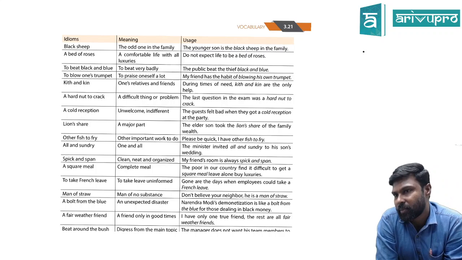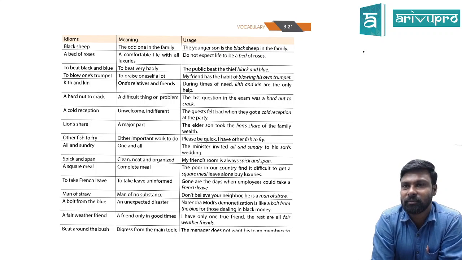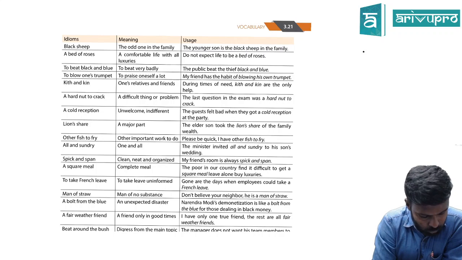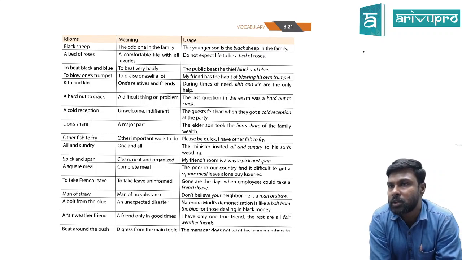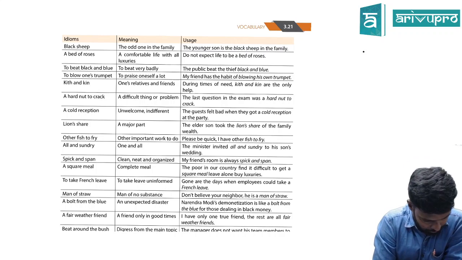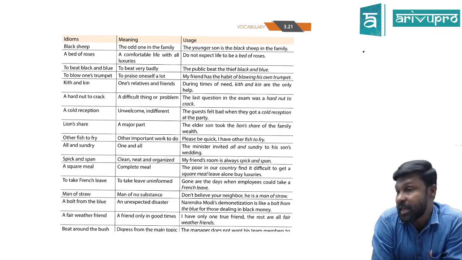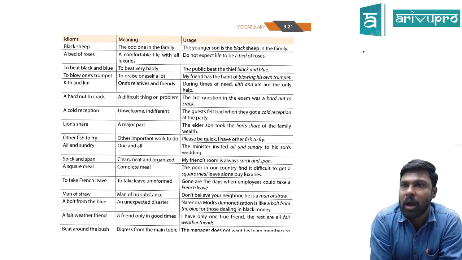All and sundry. Good morning, all and sundry gathered here. One and all gathered here. A square meal. A complete meal. Right? Poor people cannot even eat a square meal because they are penniless. To take French leave. To take uninformed leave. Ramya Krishnan took French leave from the CA classes, meaning uninformed leave. Example.